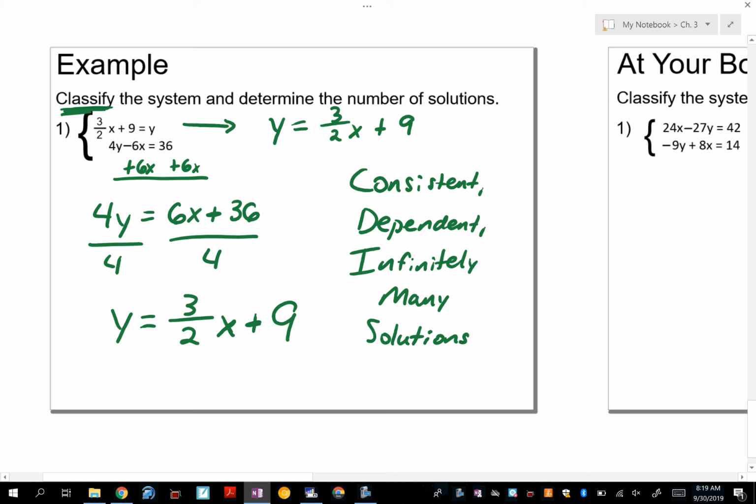Are there any questions on this process? So once we wrote them in slope-intercept form, I noticed they're the exact same line. So I wrote consistent, dependent, infinitely many solutions. Brianna.